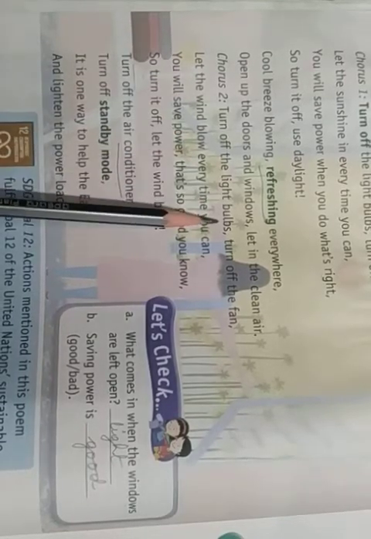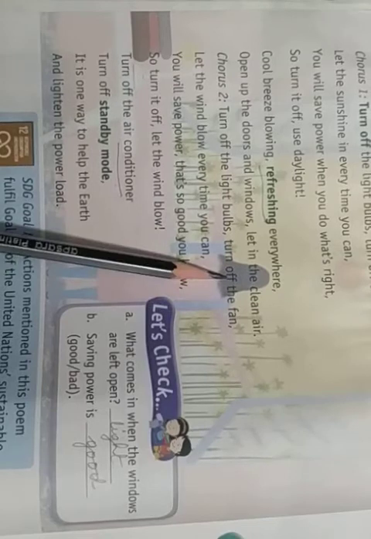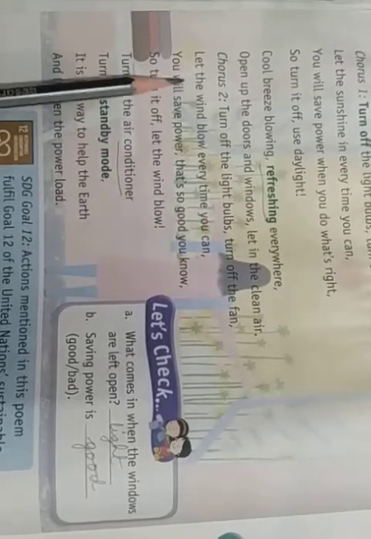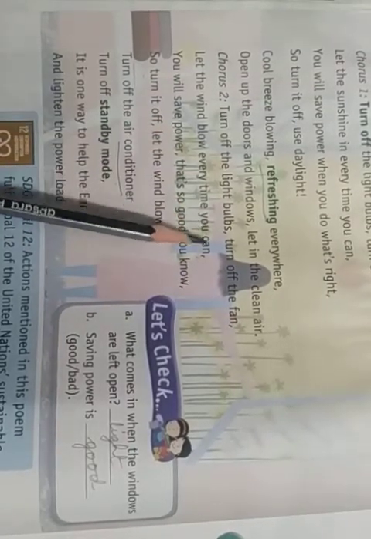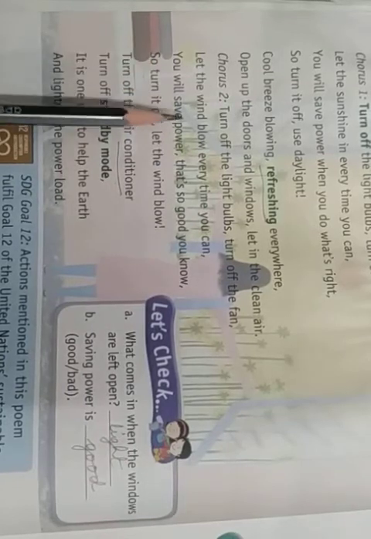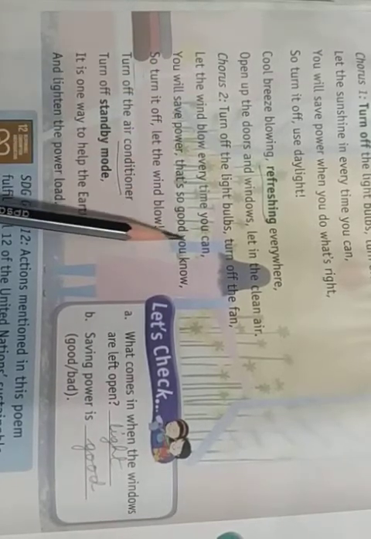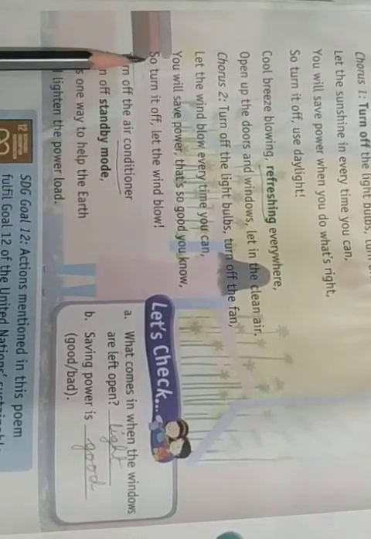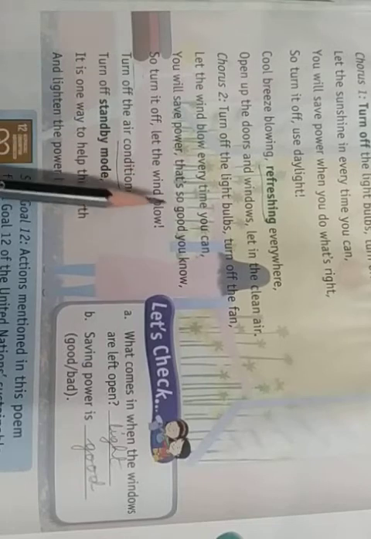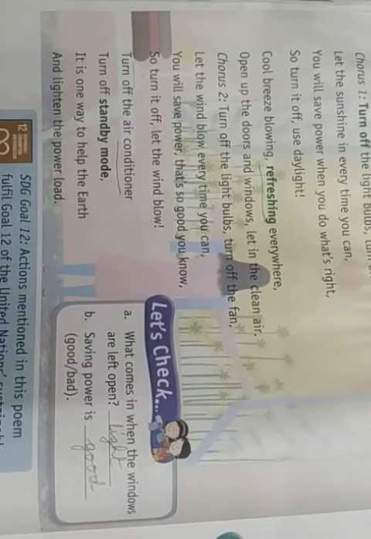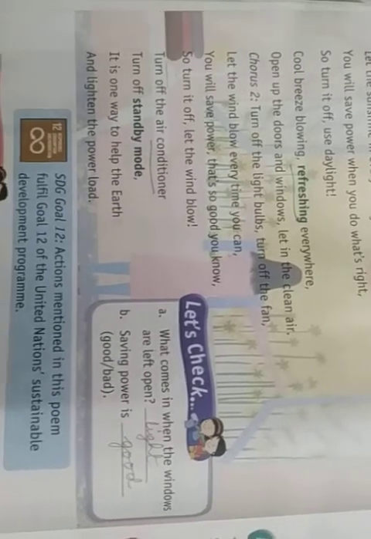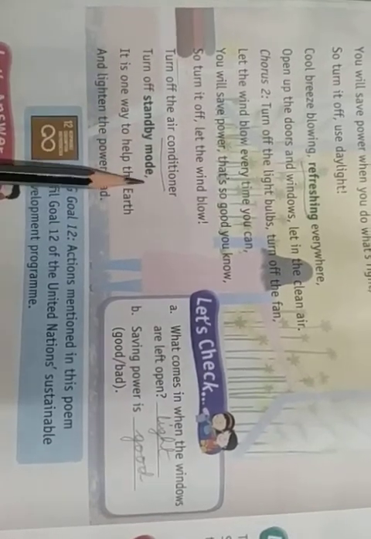Turn off the light bulb, turn off the fan, let the wind blow every time you can. You will save power, that's so good, you know. So turn it off, let the wind blow. Turn off the air conditioner, turn off the standby mode.